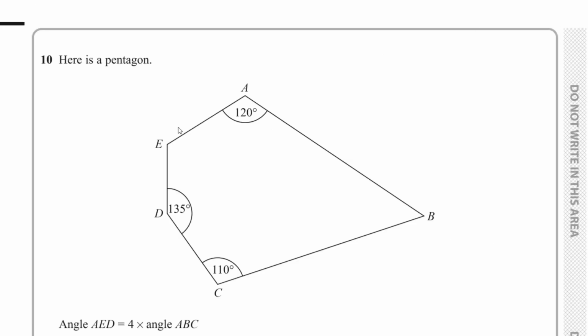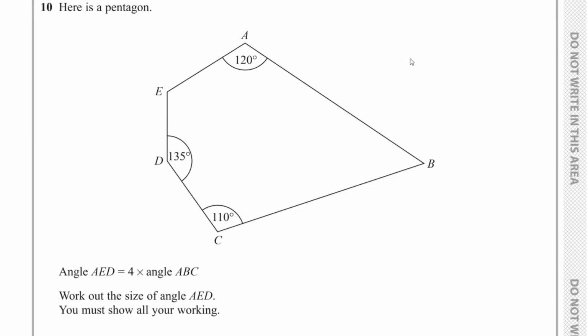Question number 10. Here is a pentagon. We've got the angle A, 120. This angle B is currently unknown. This angle C is 110. The angle D is 135. And the angle E is currently unknown. We are given that the angle AED is equal to 4 times the angle ABC. We have to work out the size of the angle AED. You must show all your working.